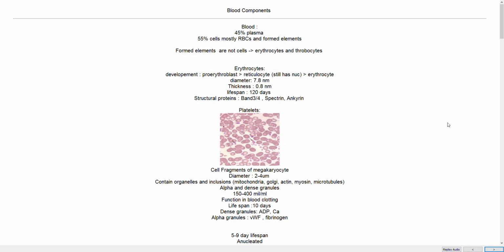Hey guys, today I'm going to be doing a quick video on blood and the cells you can find in blood. So I'm going to be going through red blood cells, platelets, and a couple different white blood cell types.